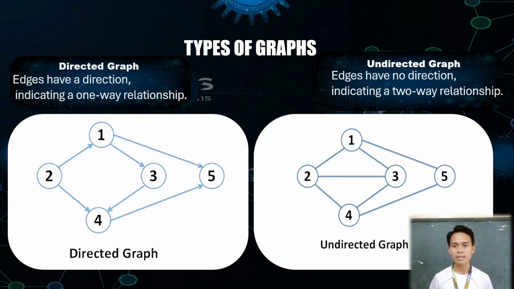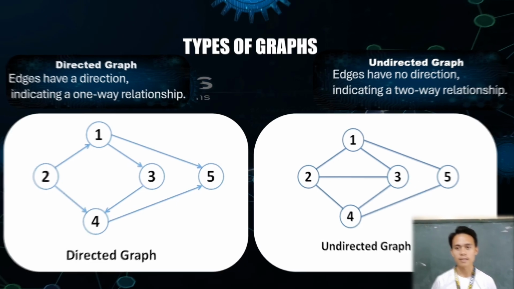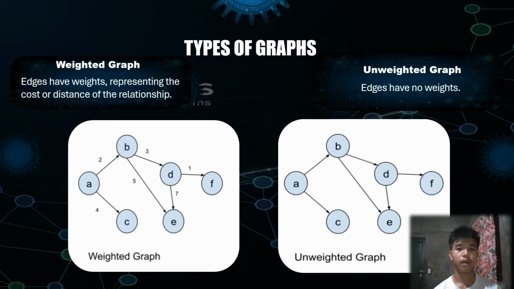As you can see, there's no direction or arrow indicating it. And third, weighted graph. Edges have weights representing the cost or distance of the relationship.